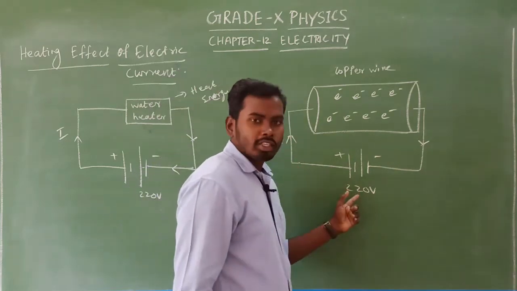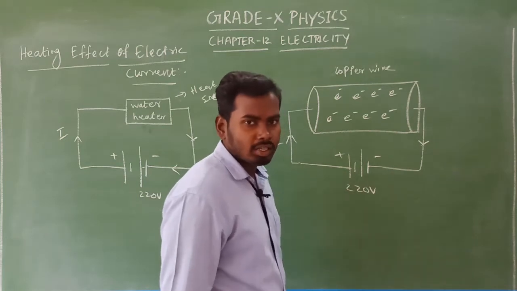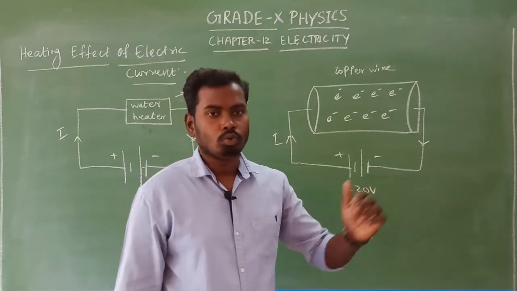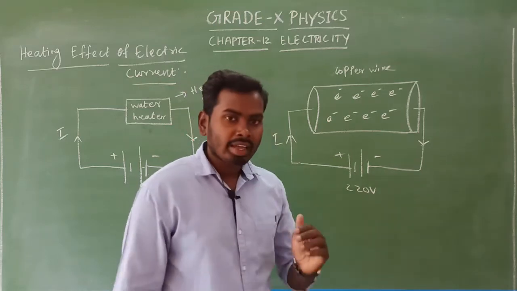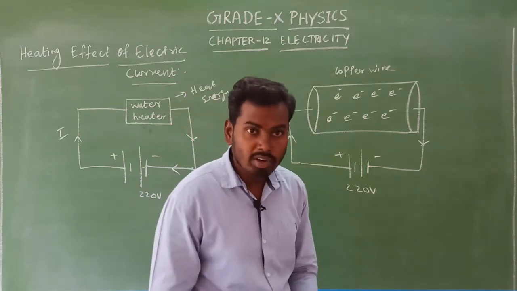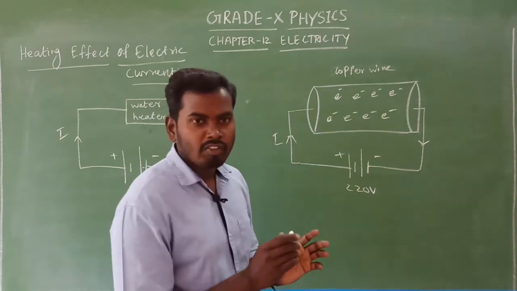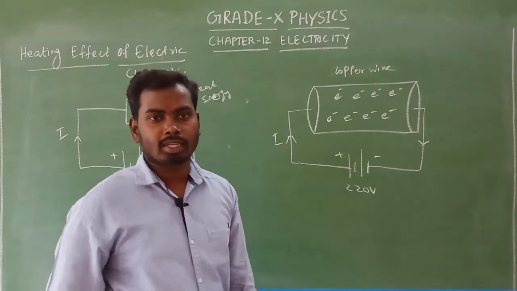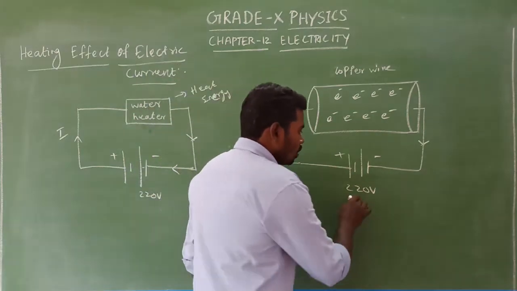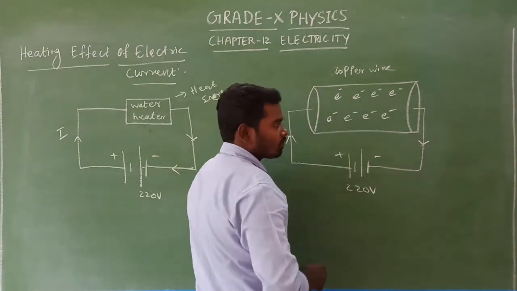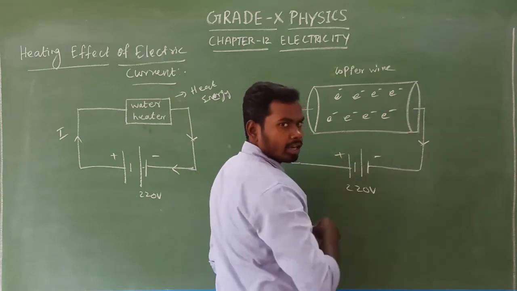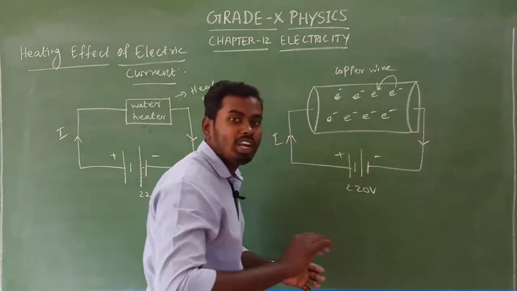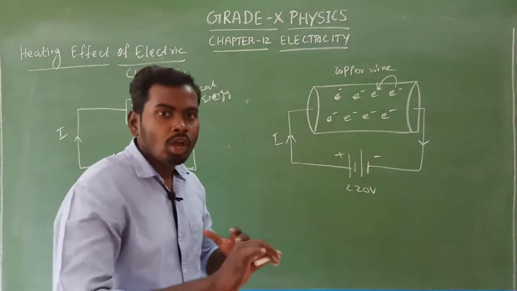Due to this potential difference, the electrons will start to move, because potential difference is a kind of pressure. This potential difference pushes all the electrons to move in only one particular direction. So when we apply the potential difference, the electrons start flowing, and when the electrons flow from one atom to another atom, there will be collision.